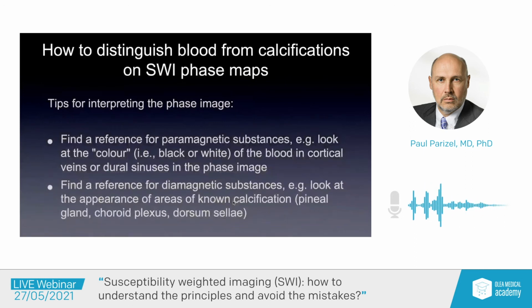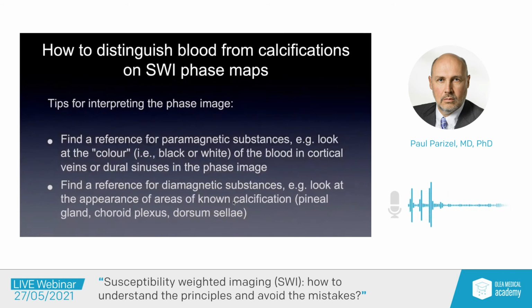Well, the way that I look when I'm looking at images that I'm not familiar with, I look for a reference for paramagnetic substances. So I look, for example, at blood in cortical veins. Is that black or white, high signal or low signal? Or I look at the dural sinuses in the phase image. And then I do the same.